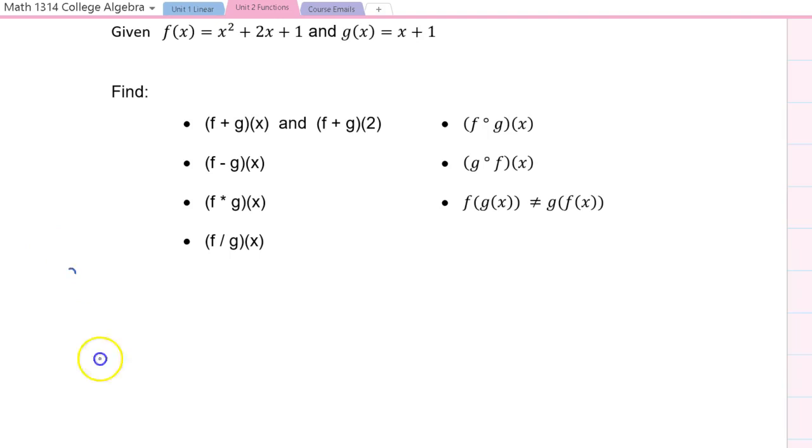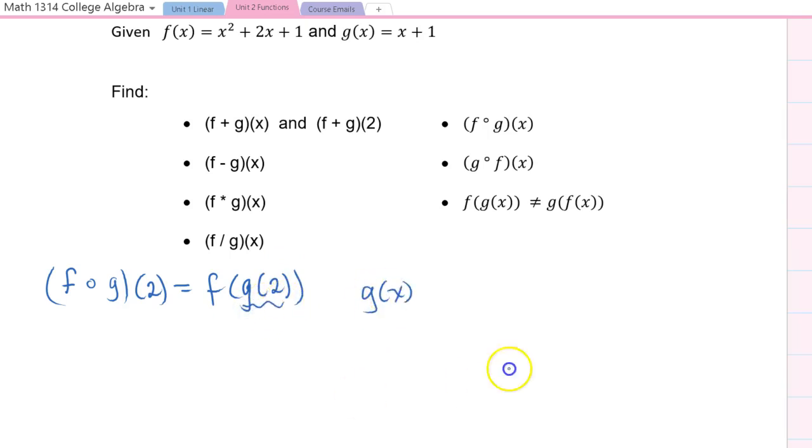To better understand composition of functions, let's do an example with our given f and g functions. Let's say we want to find f of g of 2. We can write this as f of g of 2, which means we must first find g of 2, and then whatever we get, we plug it into the f function to find our answer. Since g of x is equal to x plus 1, by substituting 2 for x, we find that g of 2 is equal to 3.